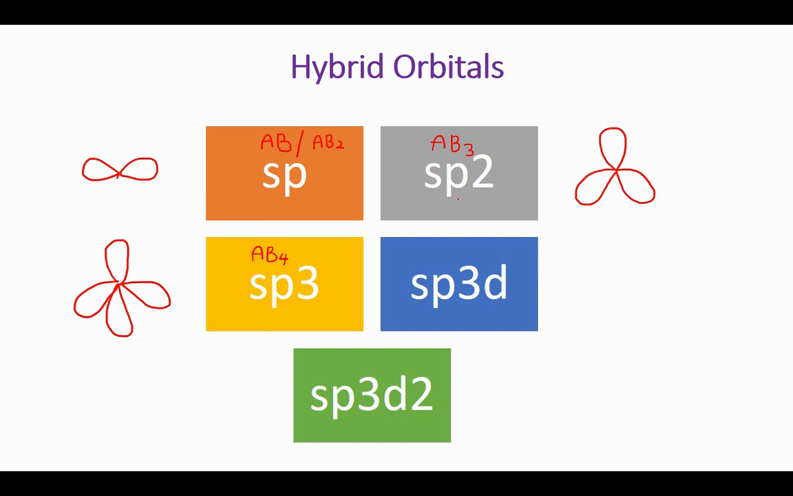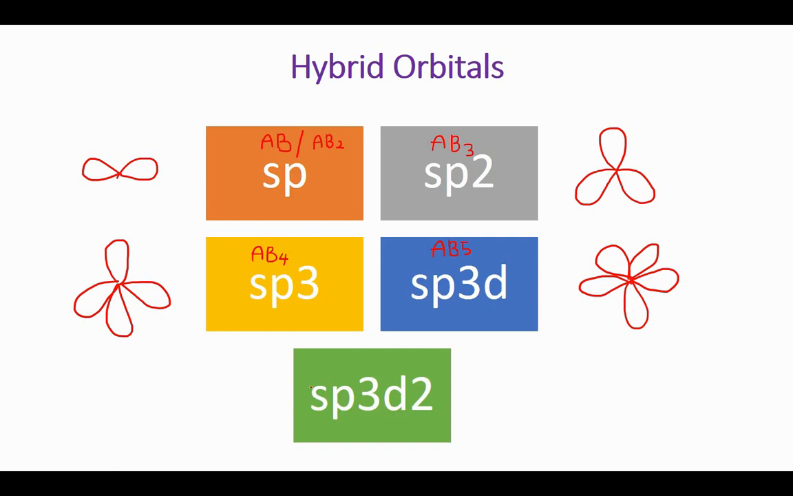For sp3d, one s orbital combines with three p orbitals and one d orbital. So it will form AB5. AB5 follows the shape of trigonal bipyramidal. So we will get one that is linear, and that is trigonal planar. So we connect them, and we can see the shape. Next.